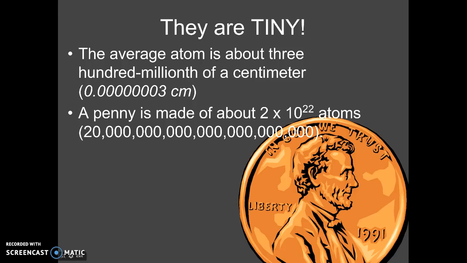Atoms are so tiny. The average atom is about 300th of a millimeter, or of a centimeter. If you look at a penny, it has 2 times 10 to the 22nd atoms. That is a huge amount of atoms for a little tiny penny. I set that out in number form, and if you can look, you can see that it has 1, 2, 3, 4, 5, 6, 7 sets of zeros. That's how many atoms in just one penny.